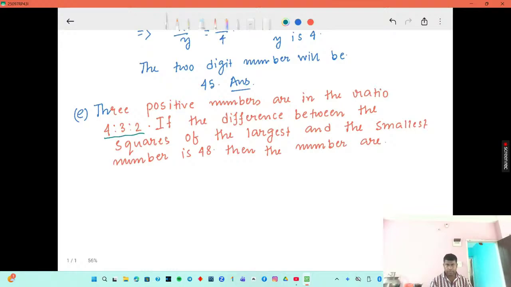Three positive numbers are in the ratio 4 is to 3 is to 2. According to the question, it is given that the difference between the squares of the largest and the smallest number is 48. Then the numbers are.